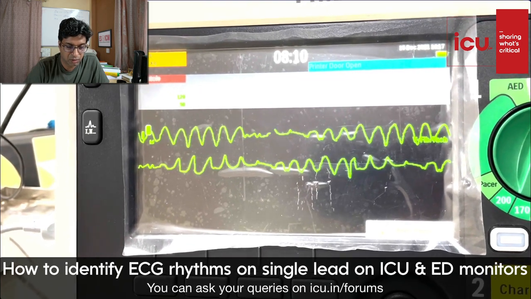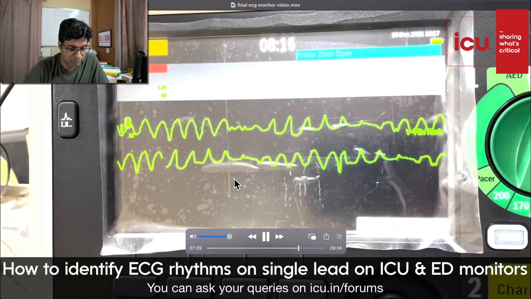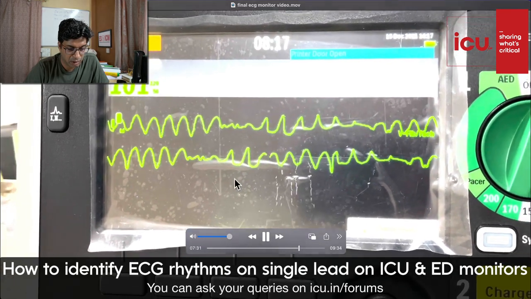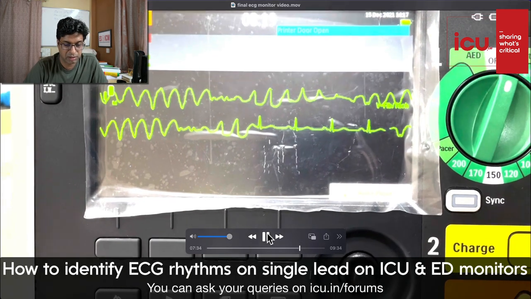Okay. Still torsades is going on. Okay, torsade. And now sinus rhythm is restored. P wave, QRS complex, sinus rhythm is restored.